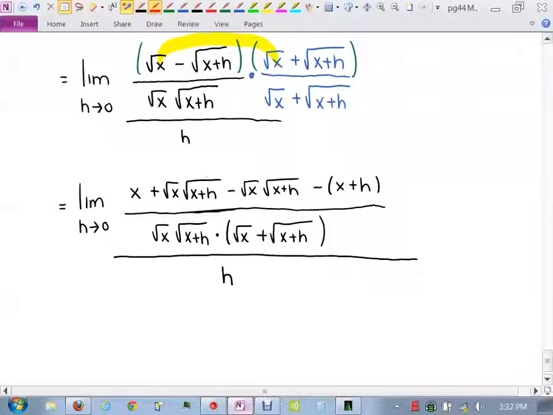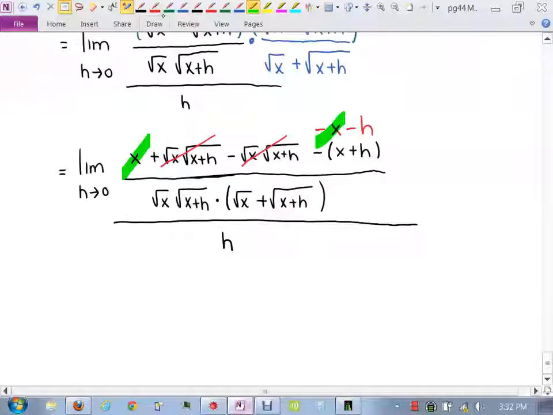And let me start killing some stuff off here. I can kill off those middle terms. And over here above this one in red, I'm going to actually distribute. It was minus x minus h, right? So that will allow me to kill off the x in the front and the x in the back. So let me rewrite it now. Equals limit h goes to 0. What's the only thing left in the numerator? Negative h. All over this monster denominator.